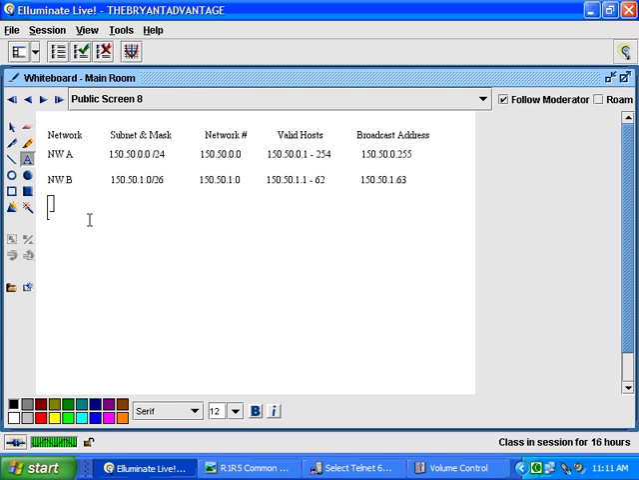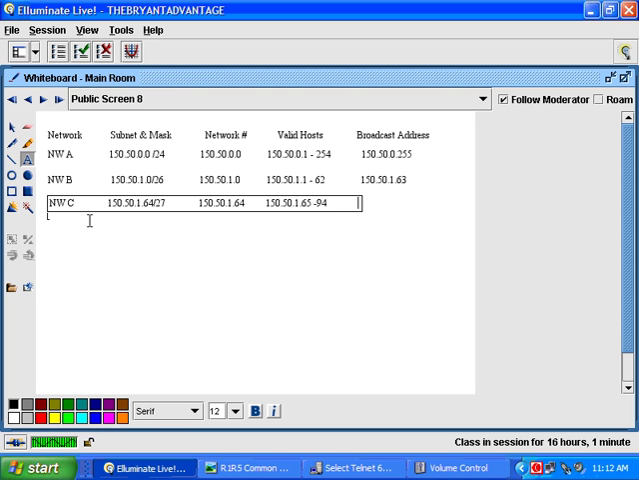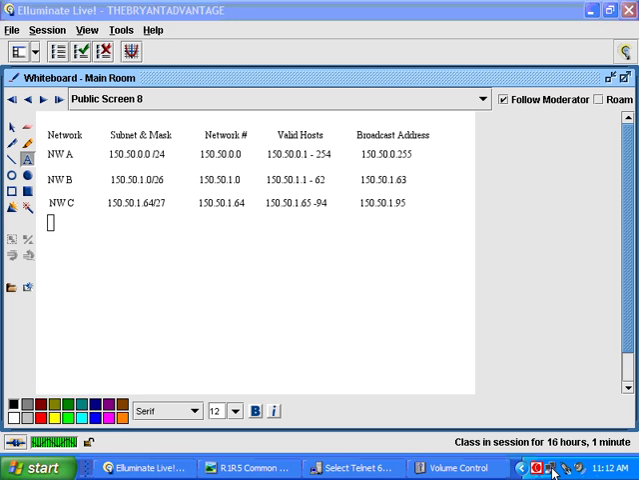So let's go back to our chart, and we're going to put in network C. The subnet mask itself, it's going to be 150.51.64/27. This is pretty cool once you get it rolling, isn't it? Because now you're actually doing the stuff. That's what it's all about. 65 through 94, because your broadcast address is 150.51.95.